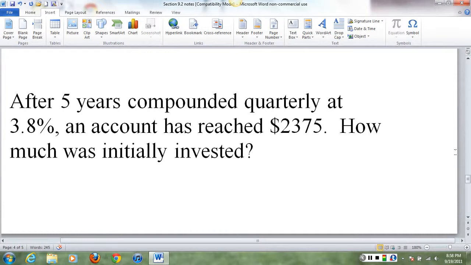Now, one of the last types of problems that we'll go over is where we're trying to find what the book will often refer to as the present value. In other words, we're trying to find our principal. So after 5 years compounded quarterly at 3.8%, an account has reached $23.75. How much was initially invested?